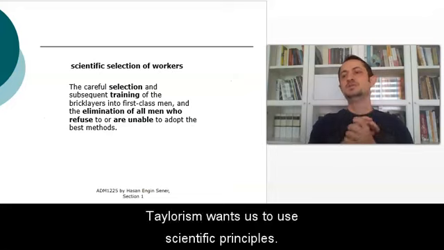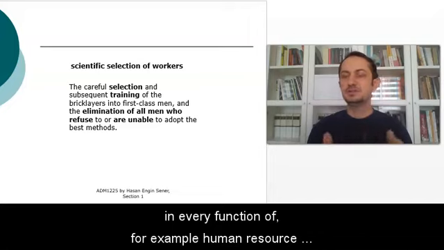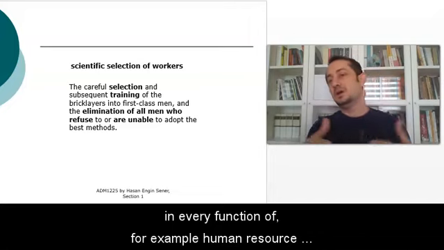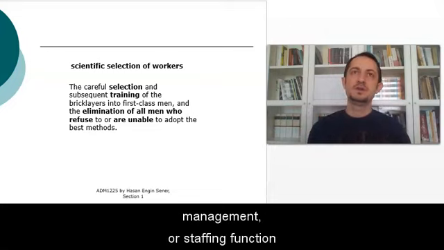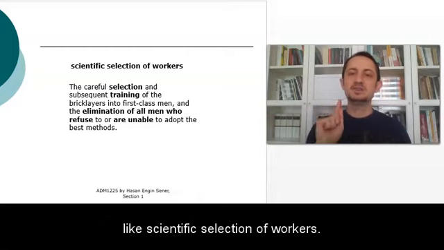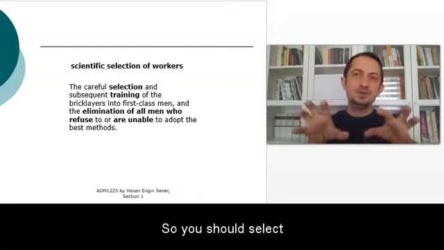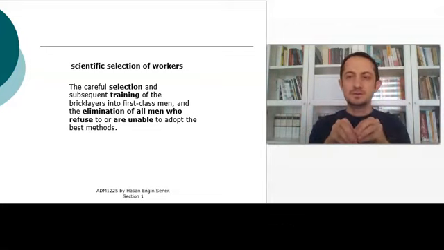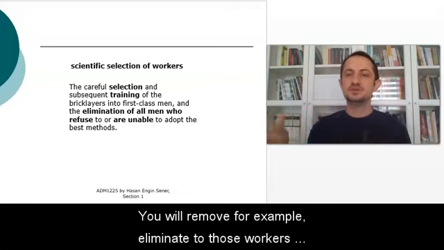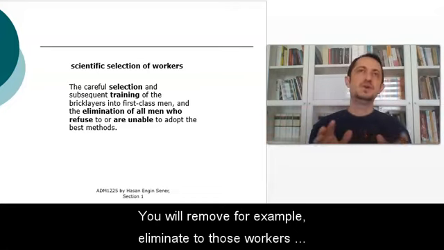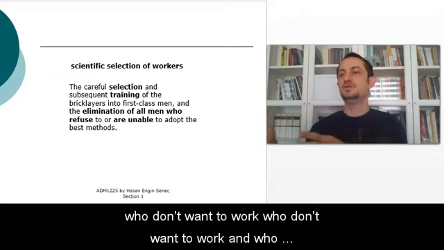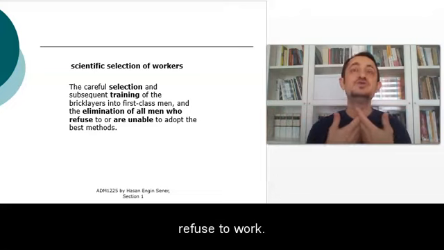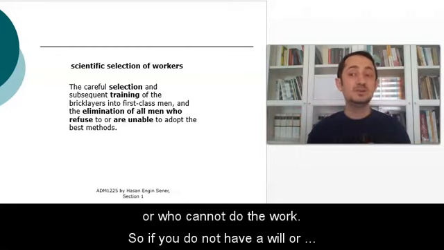So Taylorism wants us to use scientific principles in every function of, for example, human resource management or the staffing function, like scientific selection of workers. So you should select the best possible person. So you will eliminate those workers who don't want to work, who refuse to work, or who cannot do the work.